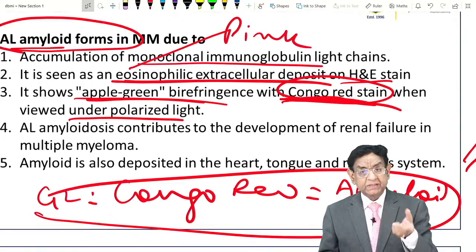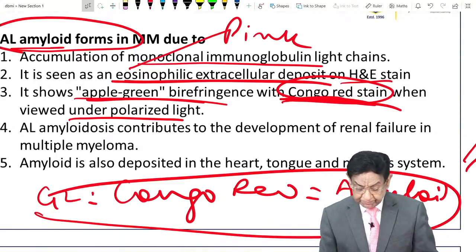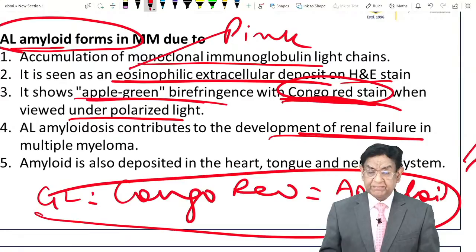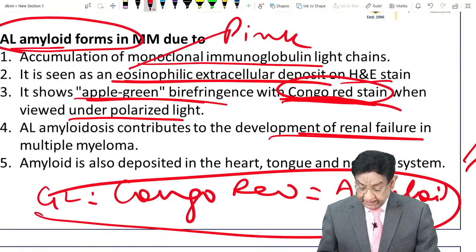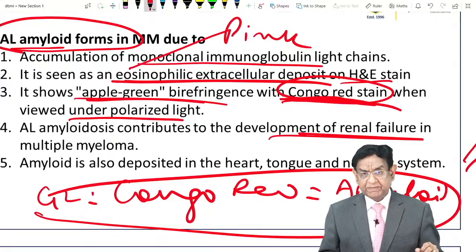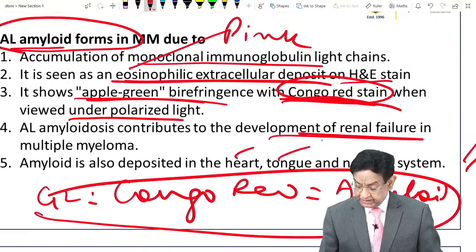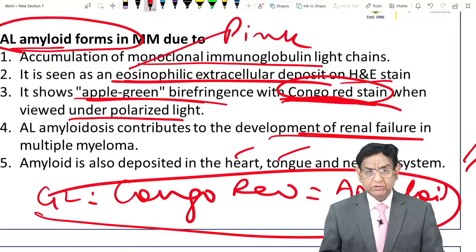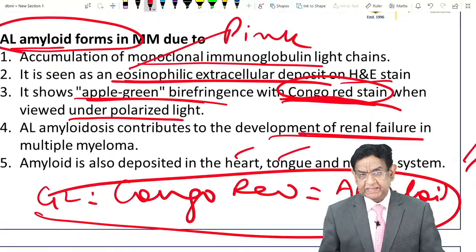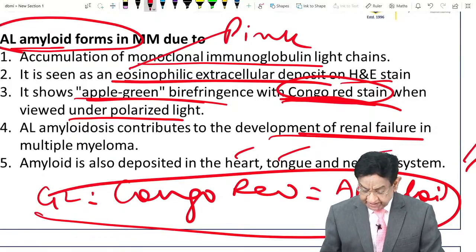Now, this amyloidosis can also contribute to renal failure. Although there are many other reasons for renal failure, this also contributes. And remember, not only in multiple myeloma, amyloid deposit occurs in the kidney, it may occur in the heart also, in the tongue also, in the nervous system also. So there are also other things that can happen, but typically they talk about AL amyloid in the renal.